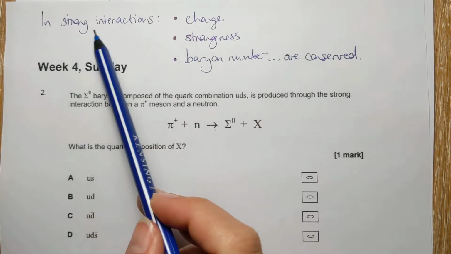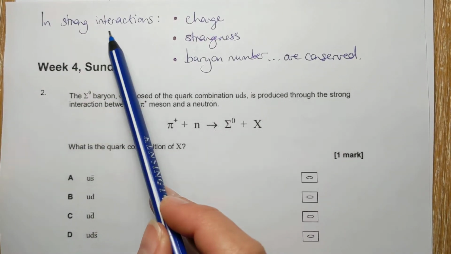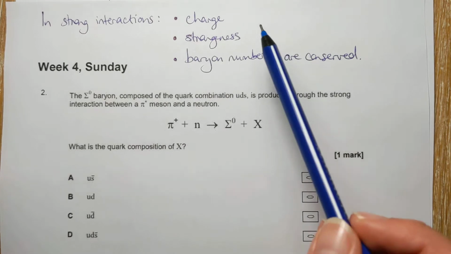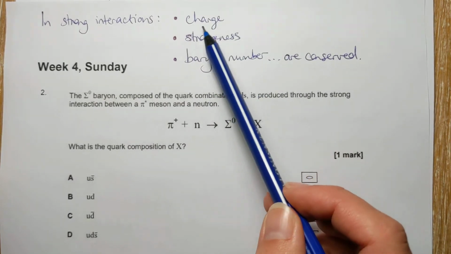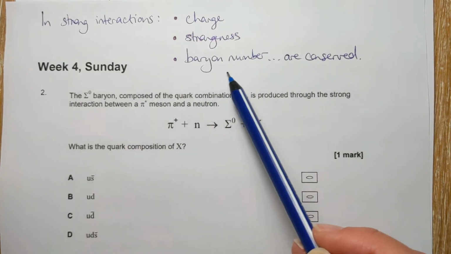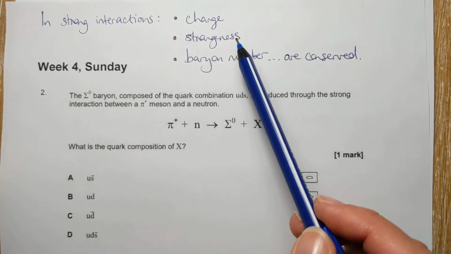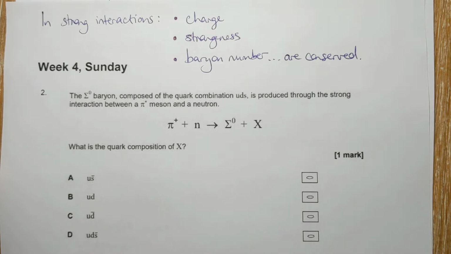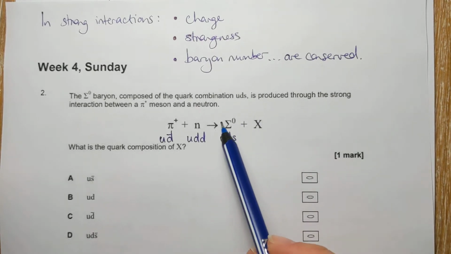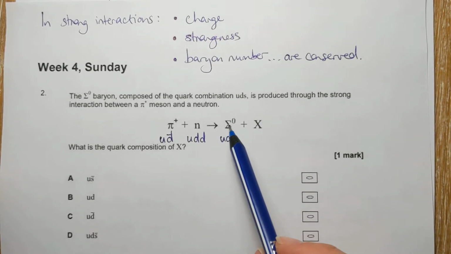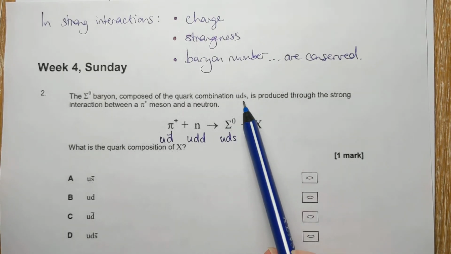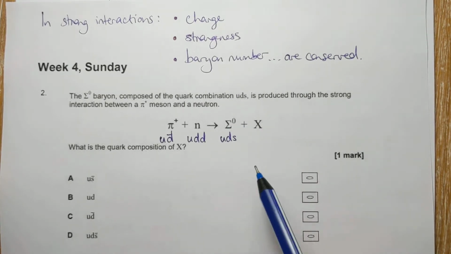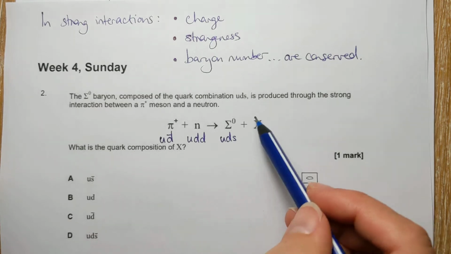So without worrying too much about what strong interactions mean, if I tell you that the charge and the strangeness and the number of baryons has to be conserved, so the total before has to equal the total after, have a little go at this question. Okay, and the sigma baryons, they're not on the list of baryons we need to know, so they have to tell us the quark composition of that one. And now, what is this X?